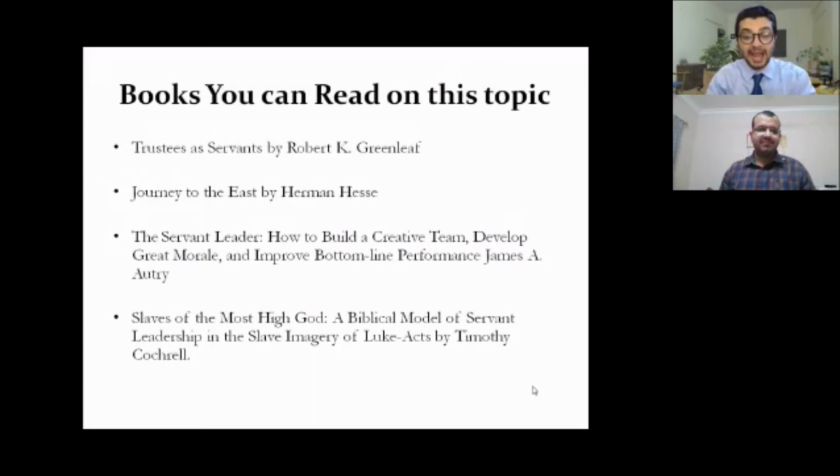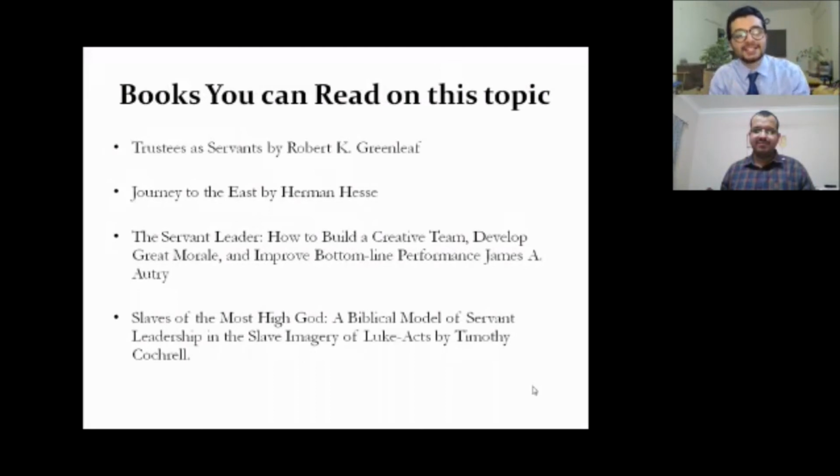These are the books that I have read, and I personally feel that they have helped me shape my thought about servant leadership. First is Trustees as Servants by Robert K. Greenleaf himself, right? As I said, there was an essay that he wrote. But when he knew that people were acknowledging this to be really true, he started developing and writing more and more on this concept. This book is really amazing.